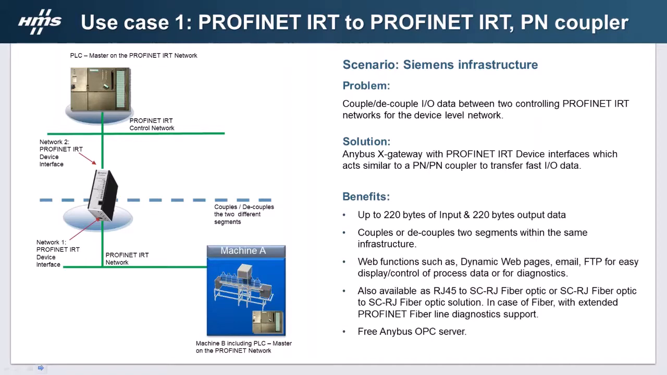As it says, you've got up to 220 bytes of input data, 220 bytes of output data. It does vary based on what the protocol supports. Also, it's worth noting that we stick to the standard connectors. So whatever the standard for PROFINET, or, well, that's an Ethernet protocol, but some of the serial protocols, whatever connectors they demand, we use the standard connector. As it says on there, you've got web functions for dynamic web pages. Email, FTP is supported on there.